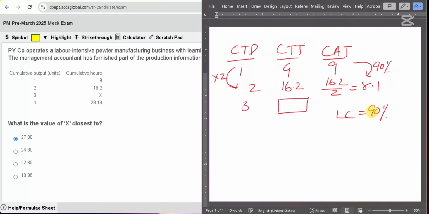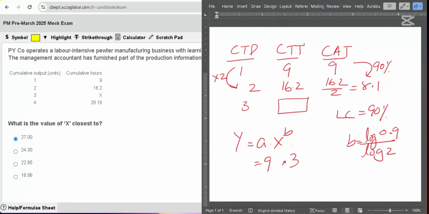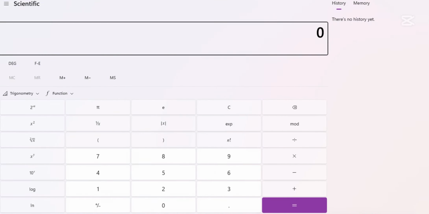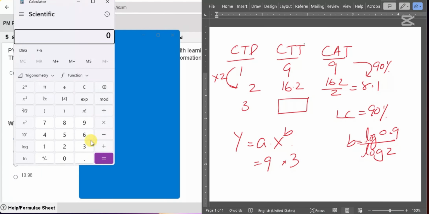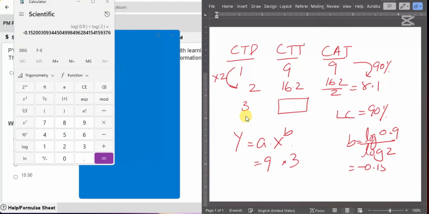Question is to find the total time for 3 units. One option, straightforward option, could be to use the formula. What is it? Average time equals aX^b. a is 9, x is 3 units you want, b is log of learning curve, 90%, log of 2. Let's find b. We have log of 0.9 divided by log of 2. You get minus 0.152. So b is minus 0.152.